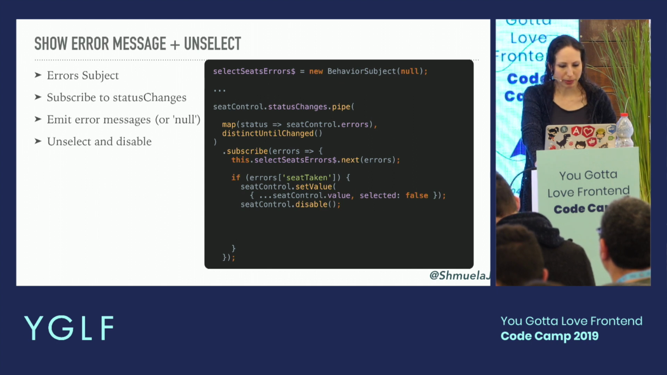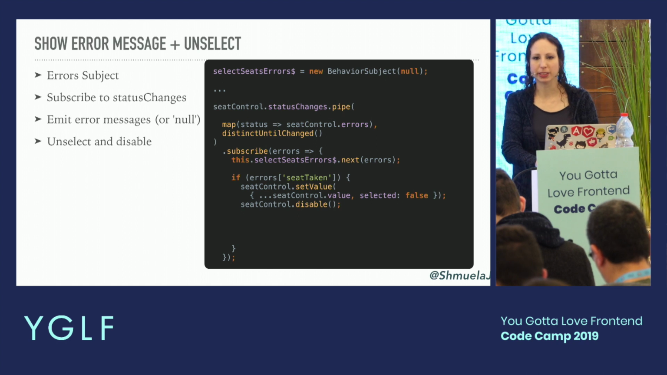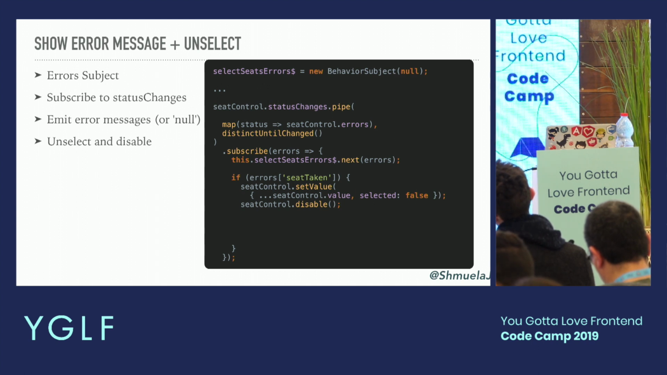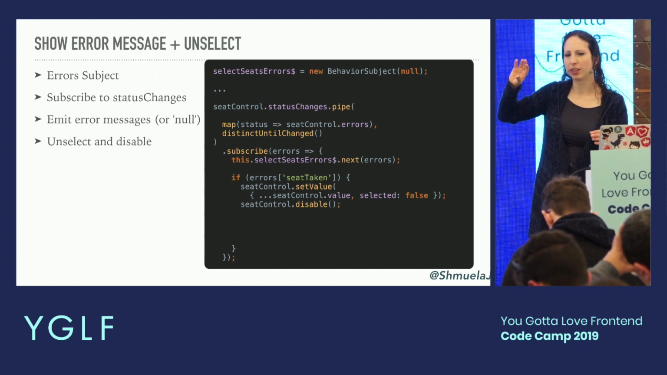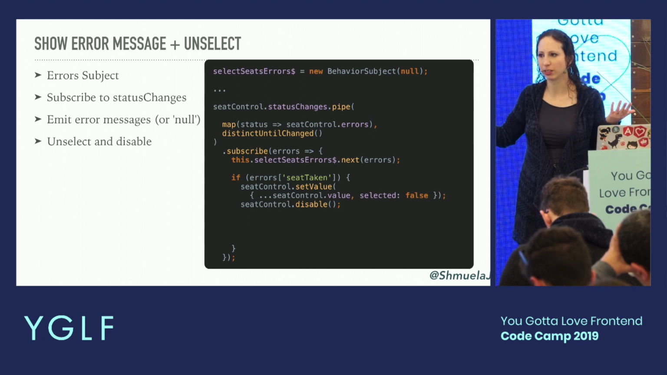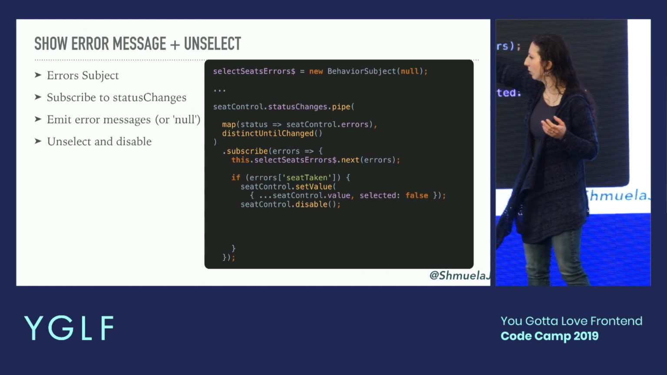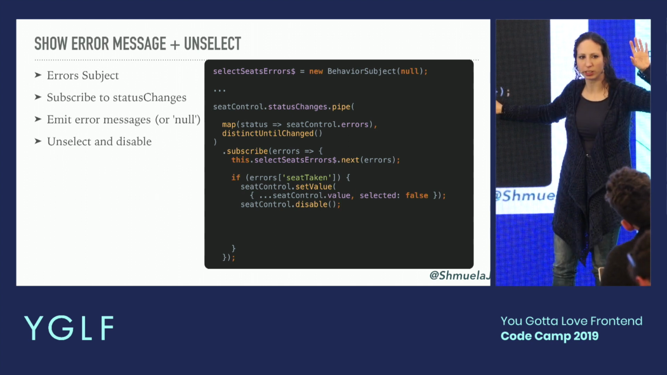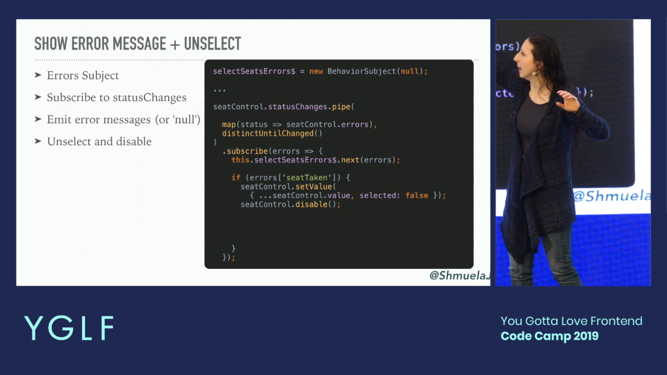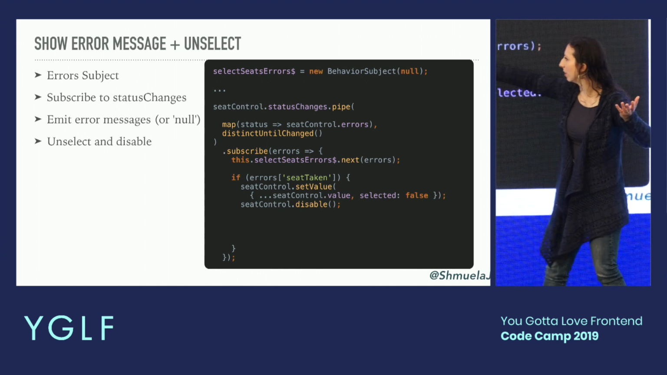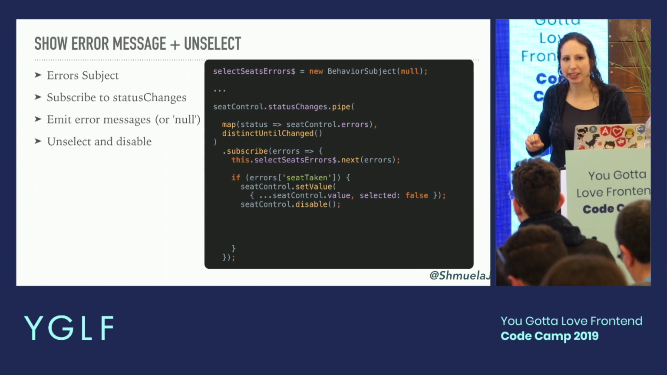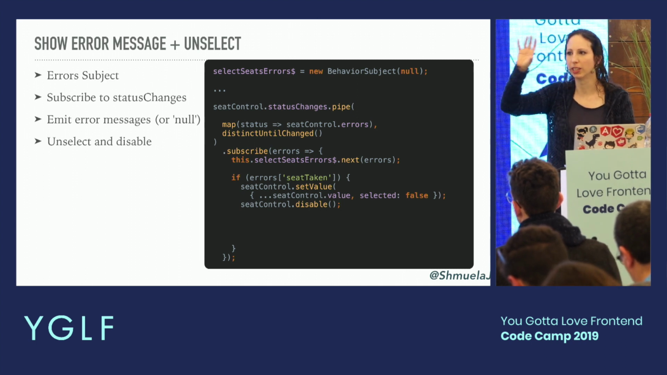There's a bit of a problem here. The problem is that when I set the value to selected false, remember that in our validator, if the seat is not selected, then there's no error, right? Because we don't care about it. So we had an error, we reacted on it, we showed the error message, but immediately we change it to be valid. So again, the status changes, and it's distinct, and we then pass to our error subject that, hey, everything is fine now. We pass it the null object. So we don't even get to see the error message.